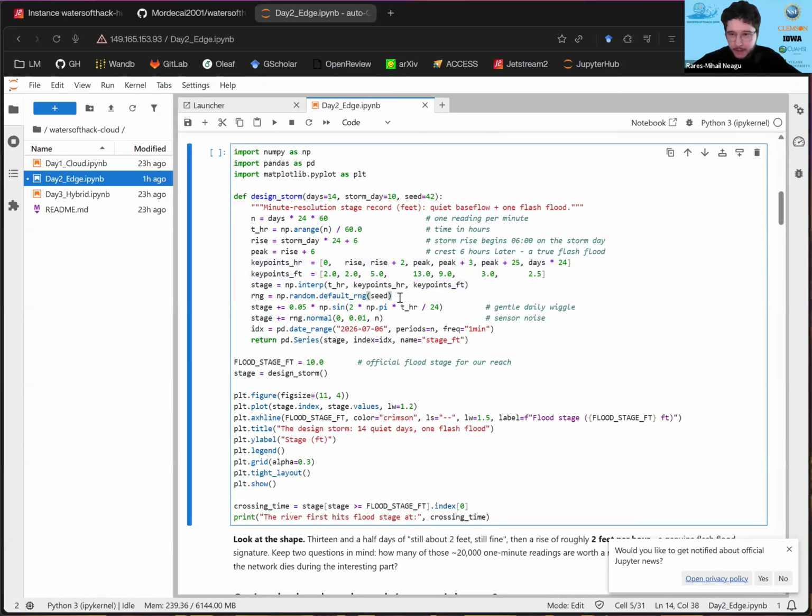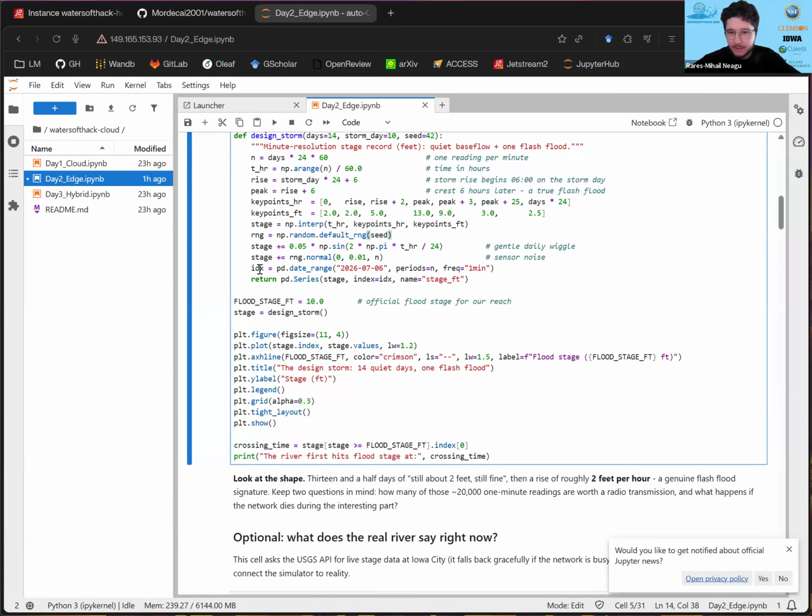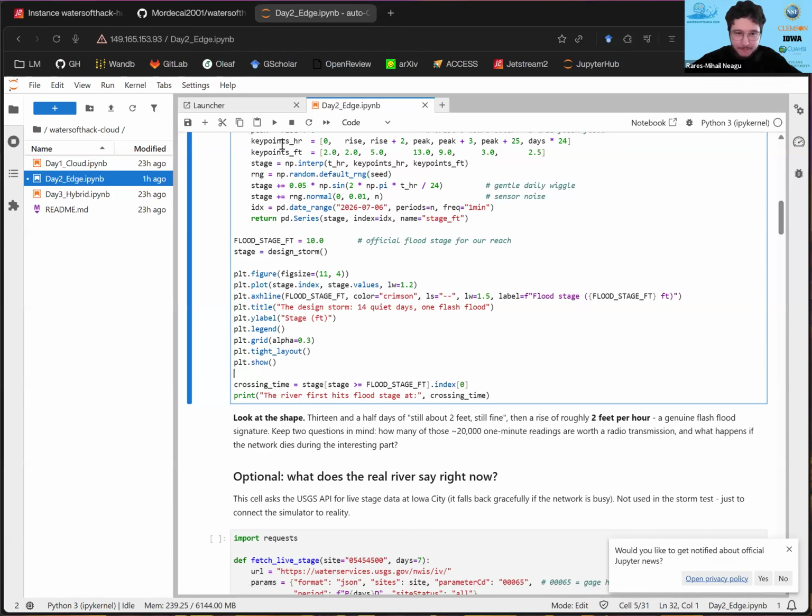Okay. Now, again, we're going to create a random number generator and we're going to add to this spike the daily wiggle, which is basically like a base flow wiggle that happens daily, and some noise. All right. And similar to yesterday, we're going to create indexes, but this time the frequency is 1 minute, not 1 hour. And we're going to return the pandas series. A pandas series just means that it's a table with just one index and one value column. It's a way of storing function data points, basically. All right, let's plot it and let's see how it looks.